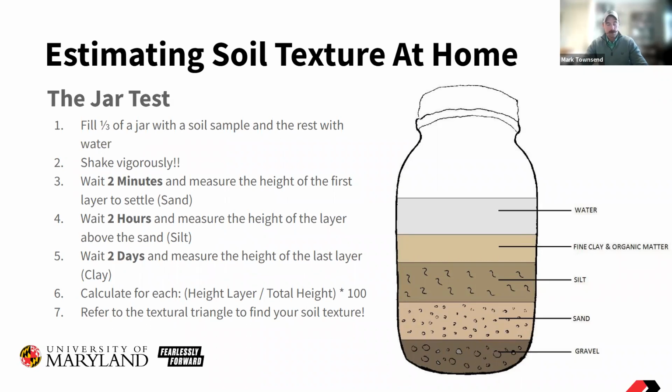Same thing, 2 hours from then, we're going to go ahead and measure the middle portion, right? That's going to be your silt level, right? So that, again, that's sort of the middle particle. It takes a longer time for it to fall out because they're a little bit smaller and less dense.